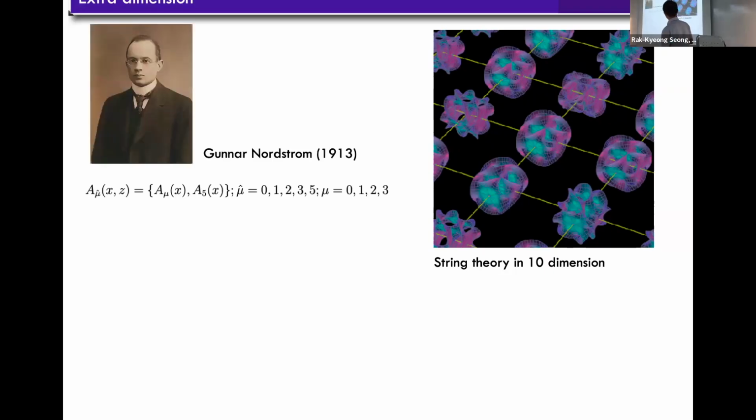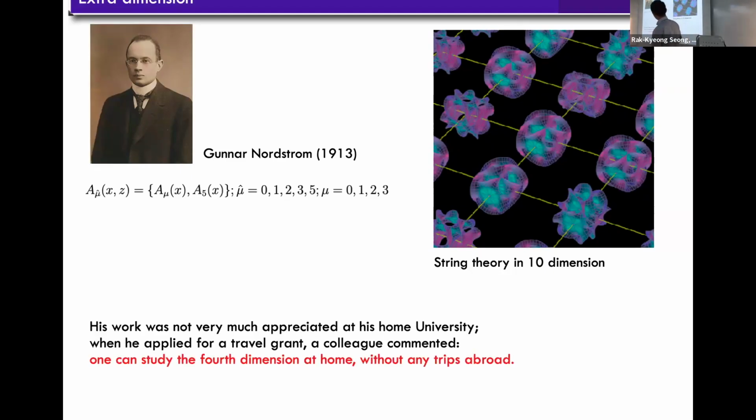It's also very popular in 10-dimensional string theory. I guess someone here also studied something about this, right? And this extra-dimensional theory came out for the first time with Nordström. This is about electromagnetic theory. Originally it has 4 components, but he just added one more component and tried to explain gravity using this theory. However, I like this story. People didn't like this. His work was not very much appreciated at his home university. So when he applied for a travel grant, the comment was, one can study the 4th dimension at home without any trip abroad.